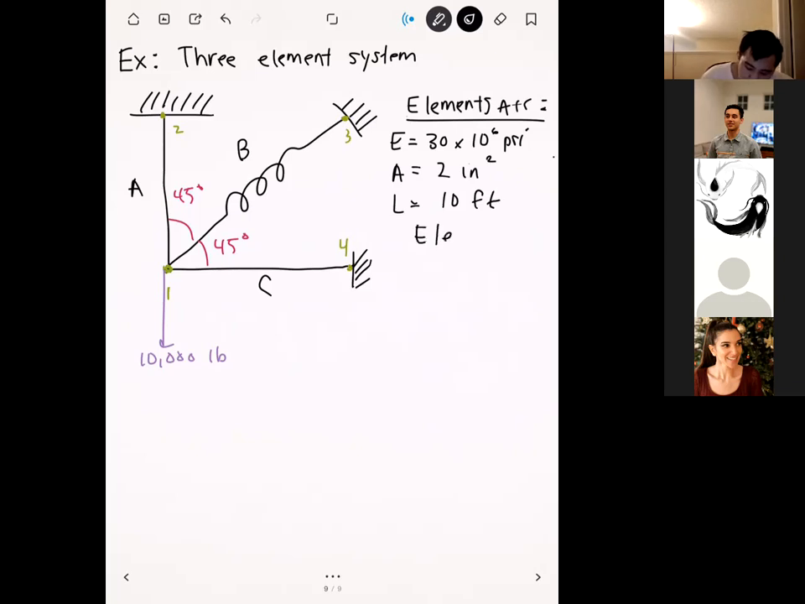And element B is a spring. And so for a spring, all we need is its spring constant. And its spring constant is going to be 250,000 pounds per inch.